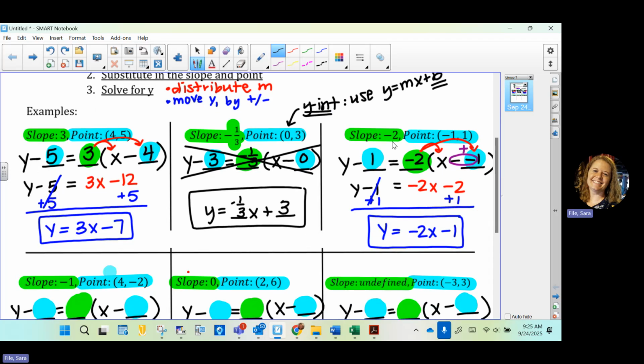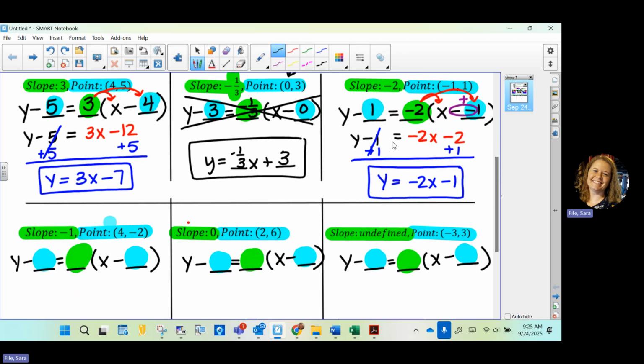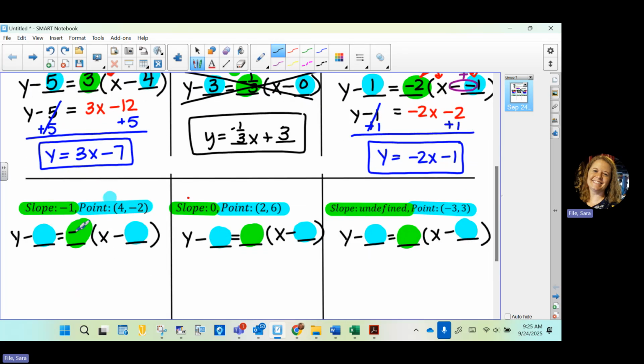So far, so good? All right. Moving on. Down here, we've got slope is negative 1. My y is negative 2. My x is 4. So again, I've got minus and negative. So this is going to be a plus. And then I need to distribute my negative 1. So I can write negative 1x.